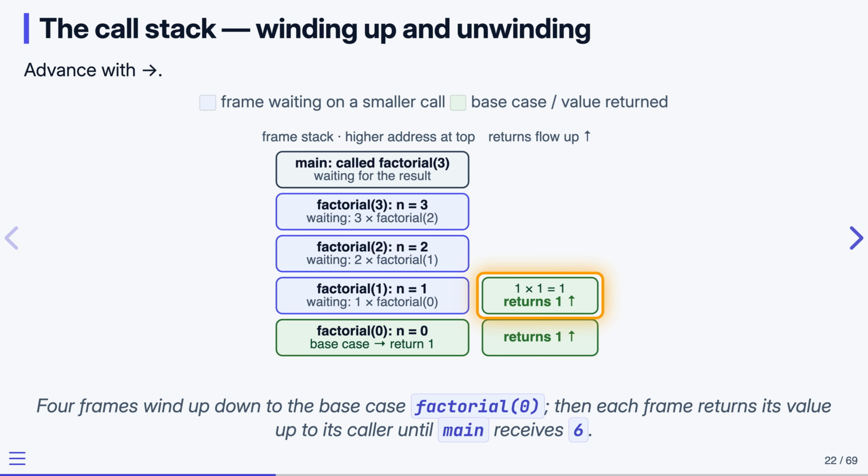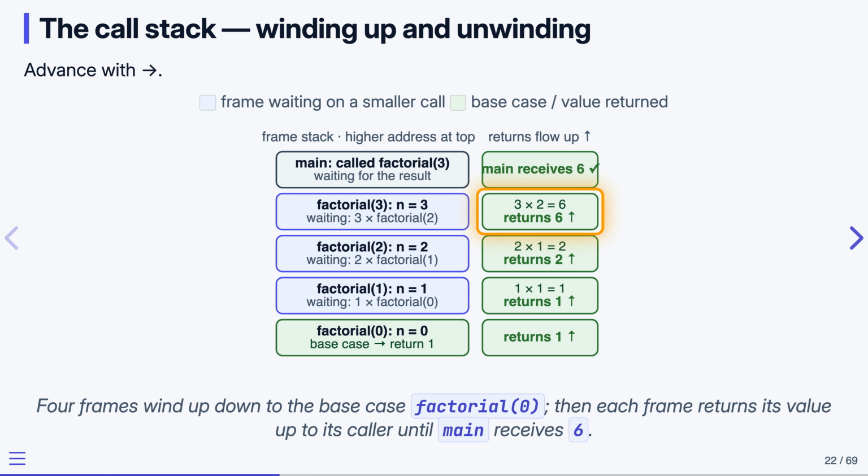That one goes up to factorial of 1. Its frame is popped. Factorial of 1 now computes 1 times 1, which is 1, and returns 1. That one goes up to factorial of 2. Its frame is popped. Factorial of 2 computes 2 times 1, which is 2, and returns 2.